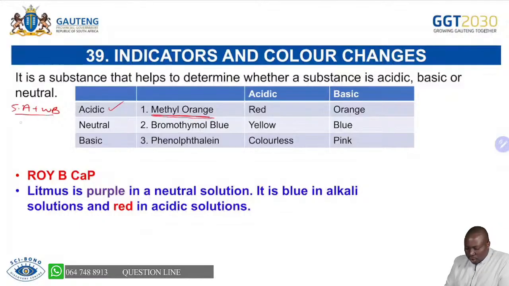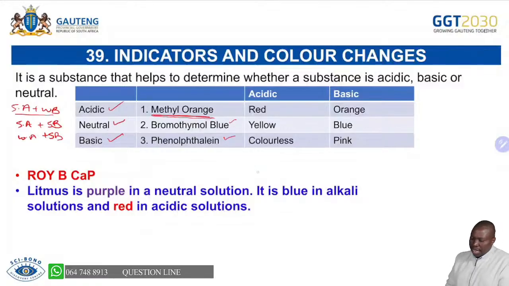When we are having a strong acid and a strong base, we're going to have a neutral solution, hence we'll use bromothymol blue. When we are having a weak acid and a strong base, we're going to have a basic solution, as we did during hydrolysis, and the indicator we'll use is phenolphthalein.